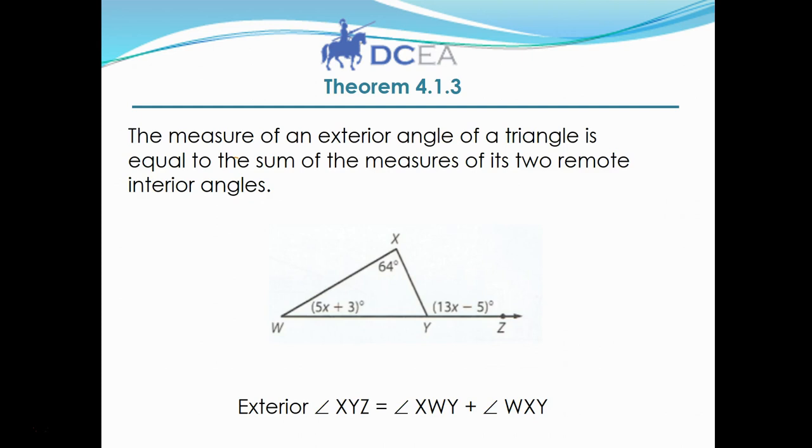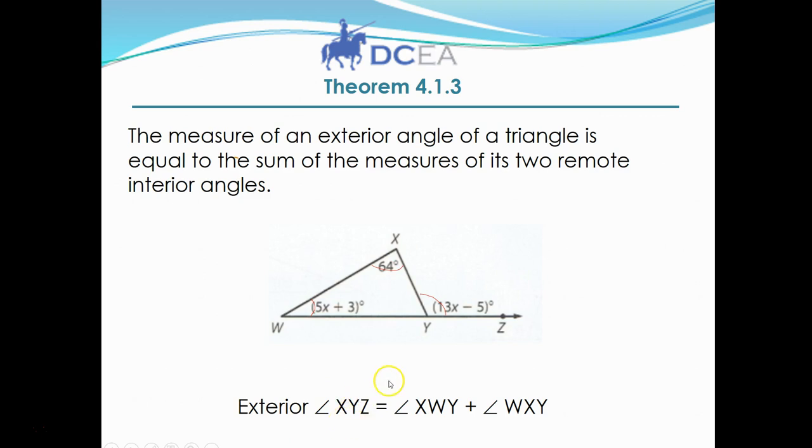Theorem 4.1.3. The measure of an exterior angle of a triangle is equal to the sum of the measures of its two remote interior angles. So we're talking about angle Y right here. Its measure equals the measure of W and X.